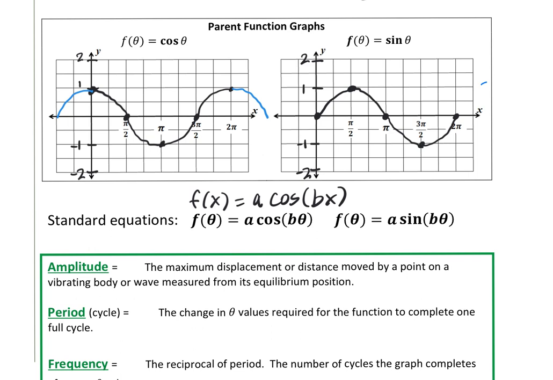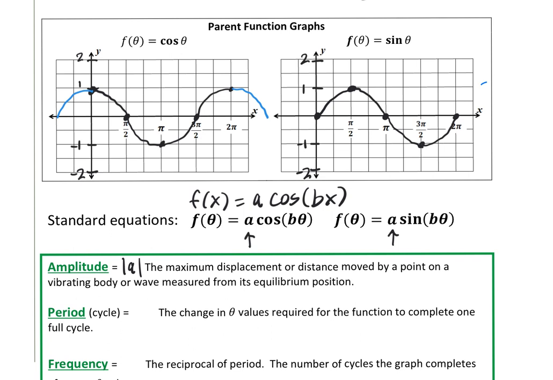Now the amplitude is the absolute value of the number that's right in front of the trig function. Whether it's sine or cosine, doesn't matter. That value right there tells us the amplitude, and that's common on the ACT. They ask that a lot.